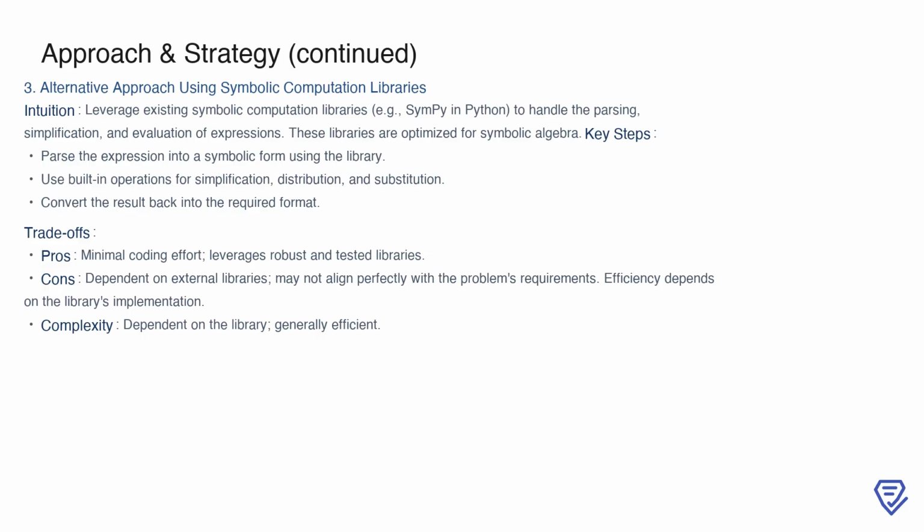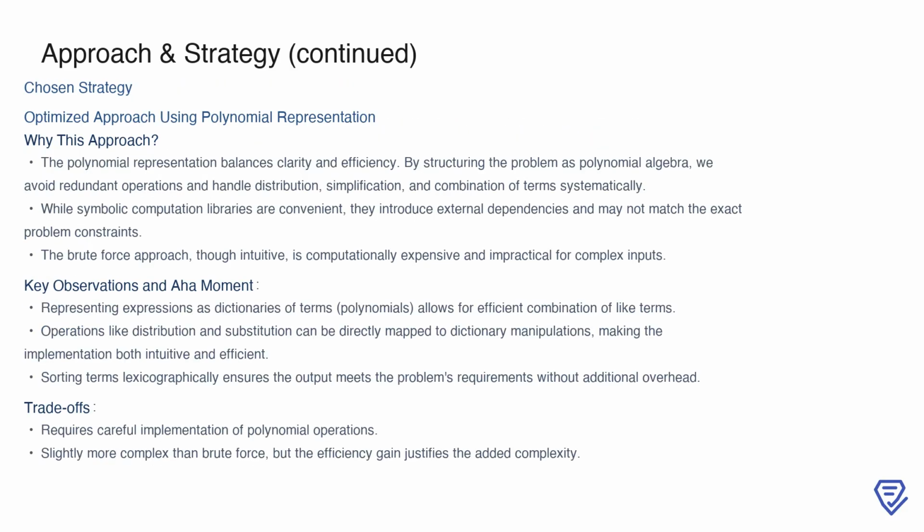This approach has the advantage of requiring minimal coding effort, as you're relying on well-tested, robust library implementations. However, there are trade-offs. Relying on external libraries introduces dependencies and doesn't always align perfectly with the constraints of the problem. Additionally, the efficiency of this method depends heavily on the library's internal implementation, which may not always be optimal for every use case. The chosen strategy for this problem is the optimized approach using polynomial representation. This approach strikes a balance between clarity and efficiency.